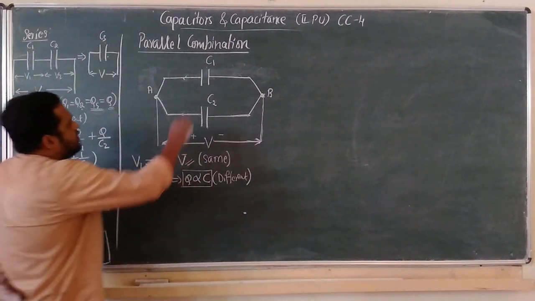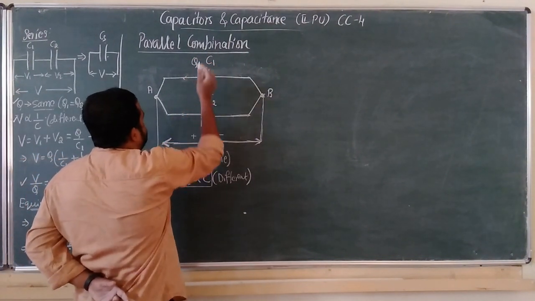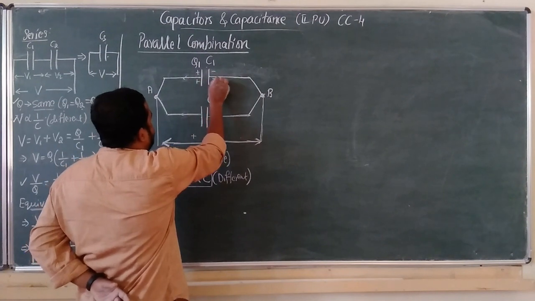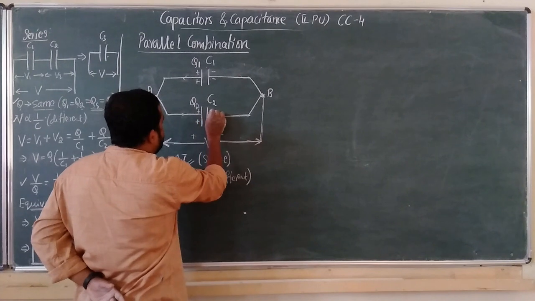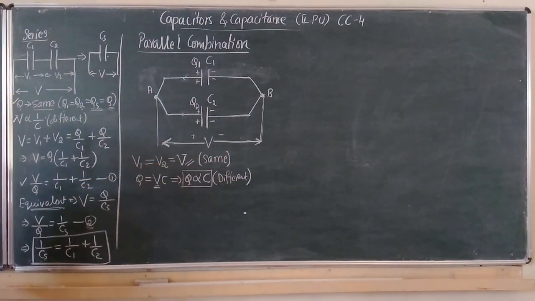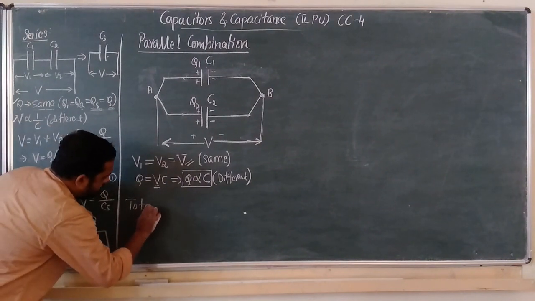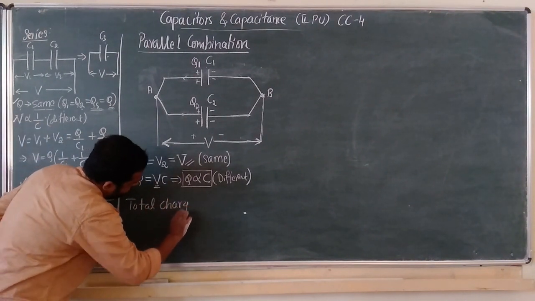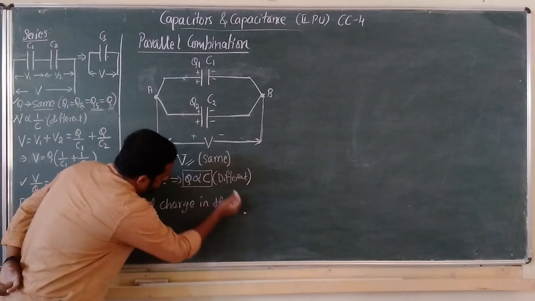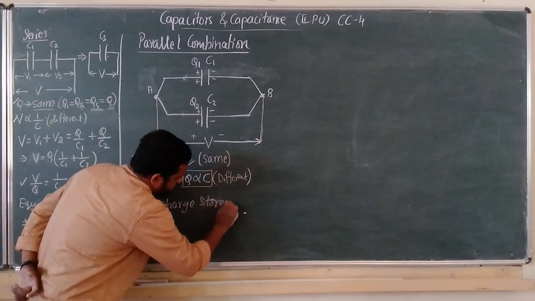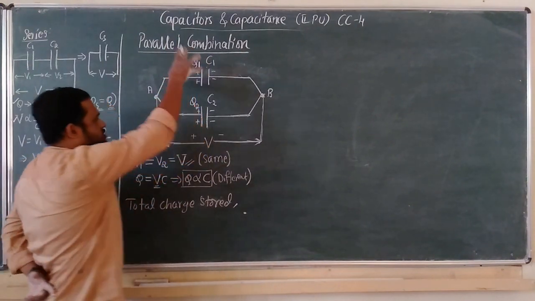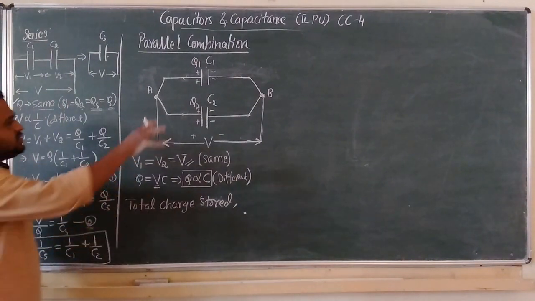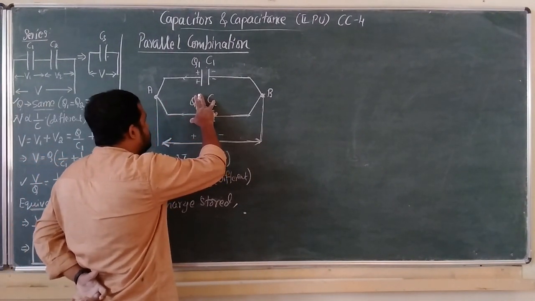Now let Q1 be the amount of charge stored in the first capacitor, positive and negative like this. Let Q2 be the charge on the second. It is different, therefore Q1 and Q2 are the amounts of charge stored in each capacitor. If that is the case, what is the total charge stored in the combination? This capacitor stores a charge of magnitude Q1, and this capacitor stores a charge of magnitude Q2.